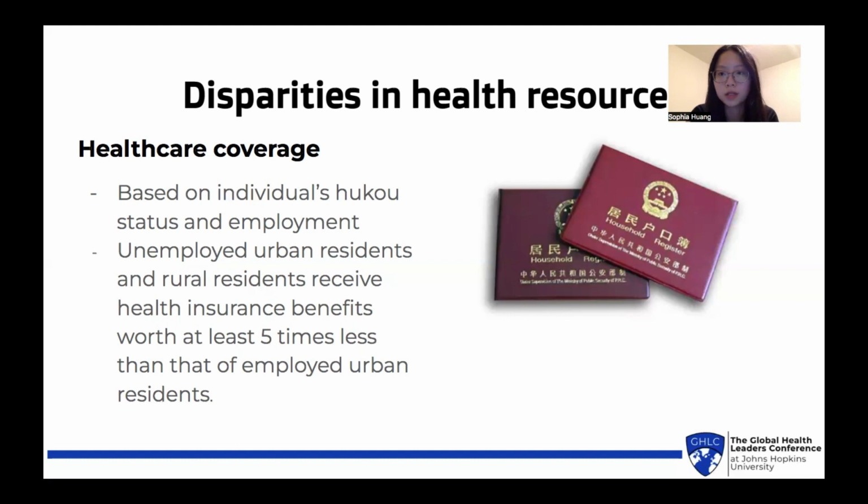So state-owned healthcare plans are based on an individual's hukou status and employment, and there are two plans. One is for employed workers with an urban hukou status, and the second plan is for unemployed citizens with urban hukou status and rural residents. It was found that unemployed urban residents and rural residents receive health insurance benefits worth at least 5 times less than that of employed urban residents.